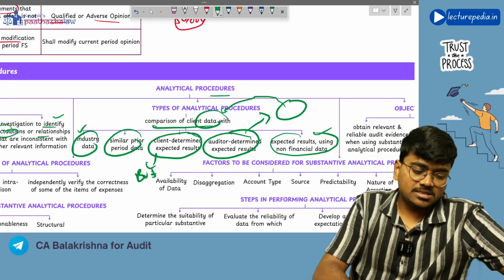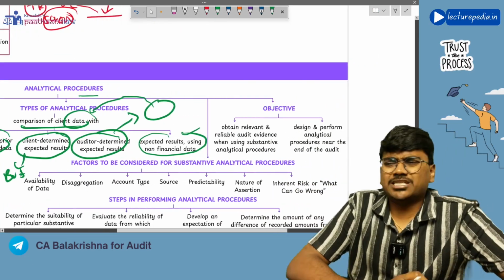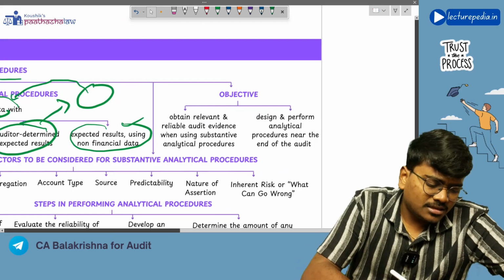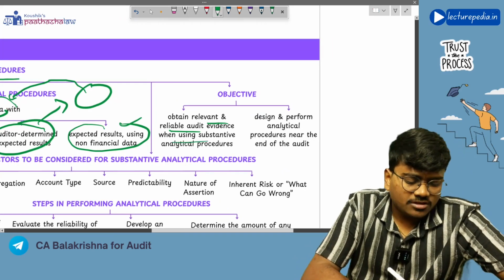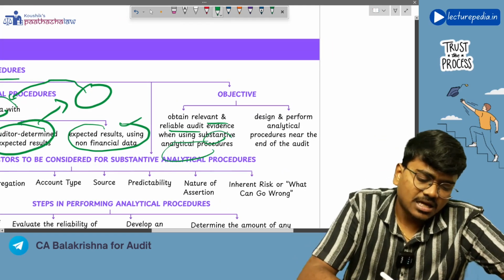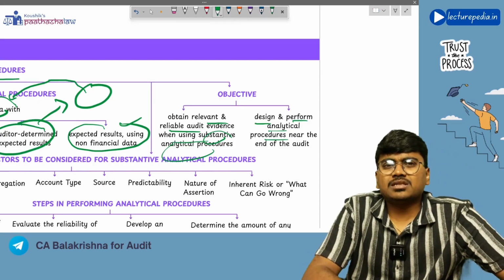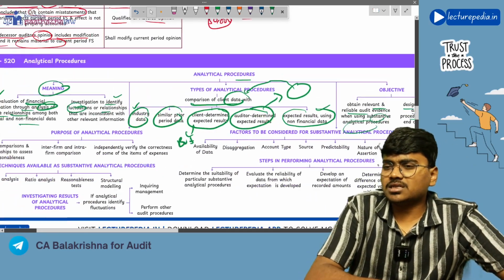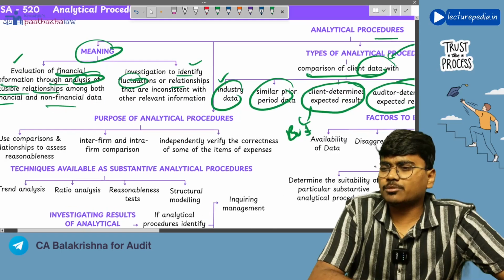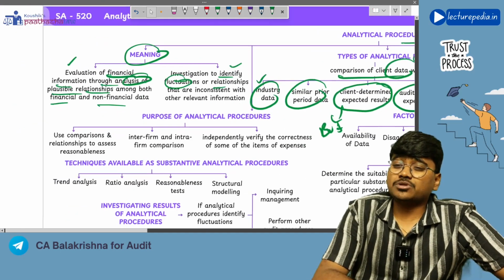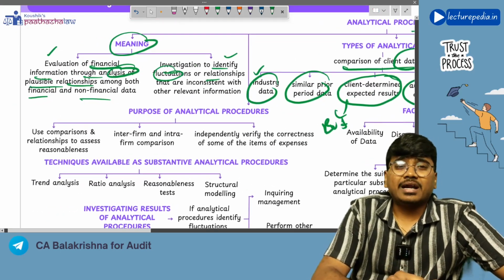Got it? Yes. Next, objective of analytical procedure, simple: obtain relevant and reliable audit evidence when using substantive analytical procedures, and design and perform analytical procedure near the end of the audit. This is the objective with respect to analytical procedure. Next, purpose of analytical procedure. Why are you performing these analytical procedures?